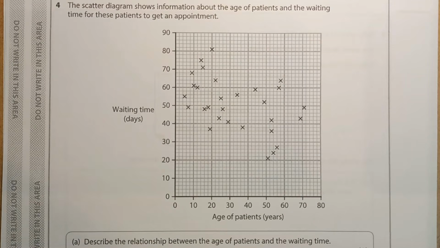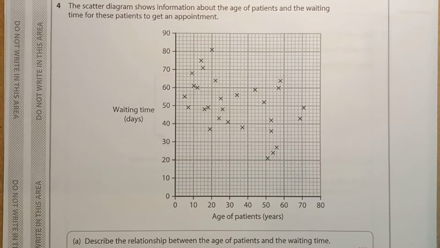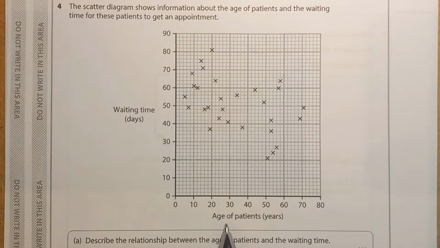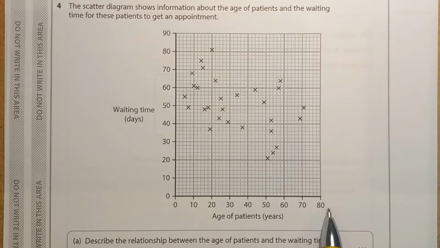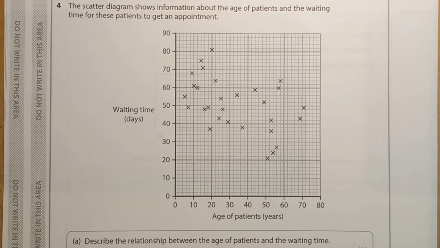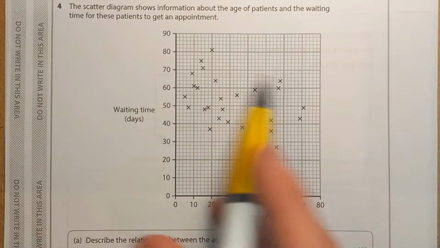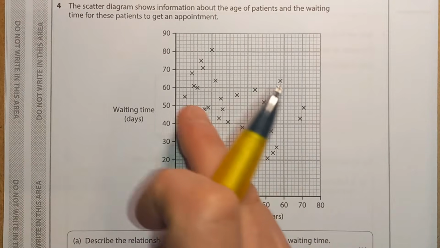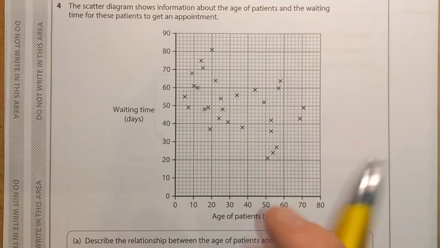Question 4. The scatter diagram shows information about the age of patients and the waiting time for these patients to get an appointment. Okay, so we've got the waiting time going up here and the age of the patients going along here. Describe the relationship between the age of patients and the waiting time. Well, you could say there's no correlation because it's a little bit all over the place. But for me, it feels like as the X increases, these values are sort of coming down a bit.